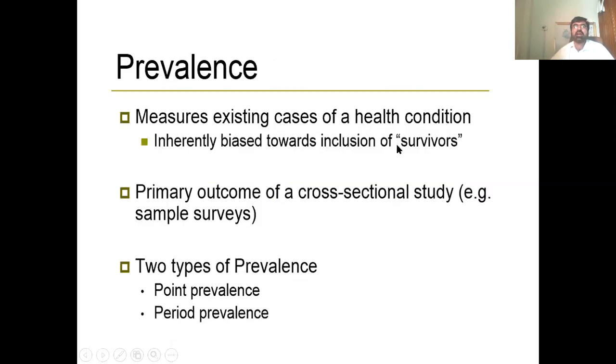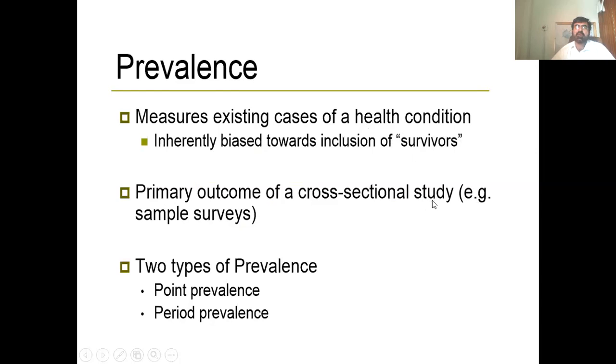Measuring existing cases of a health condition is inherently biased towards inclusion of survivors. Prevalence measures existing cases of a health condition, so it is inherently biased towards inclusion of survivors. If you include the survivors, then it becomes inherently biased. The reason is, when they have developed the disease, whether the exposure comes first or the disease comes first, what?